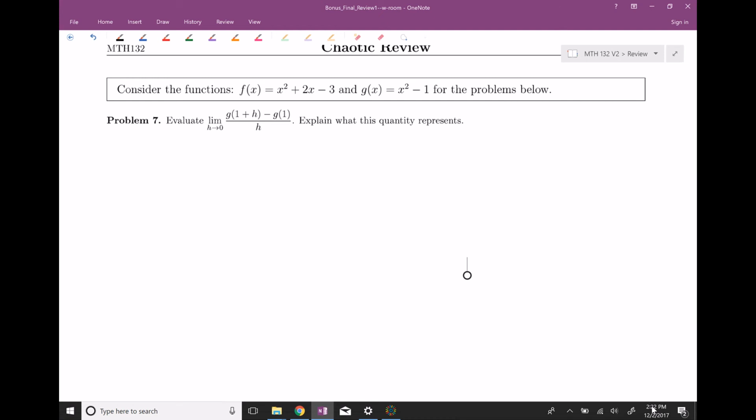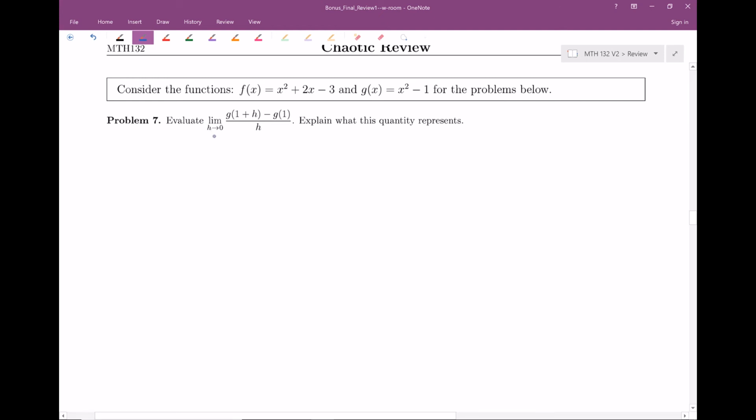We want to evaluate the limit as h goes to 0 of g of 1 plus h minus g of 1 over h. Now, similar to problem number 6, we know that we can interpret this as some derivative. So this will be the derivative of g at 1.